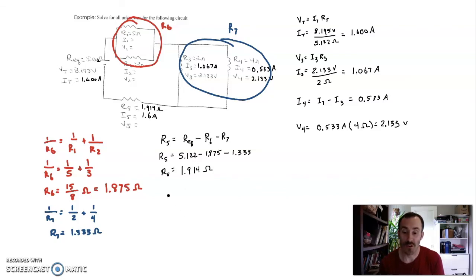Okay, so now I'm going to figure out V5, which is 1.6 amps times 1.914 ohms. And so the voltage drop for 5 is equal to 3.062 volts. And we'll put that in here as well.